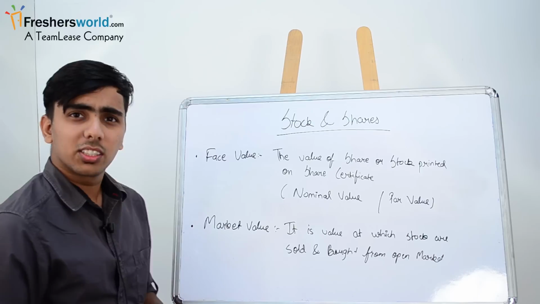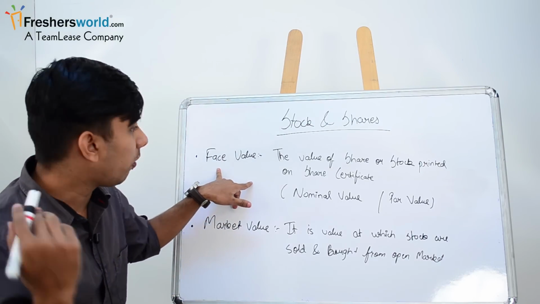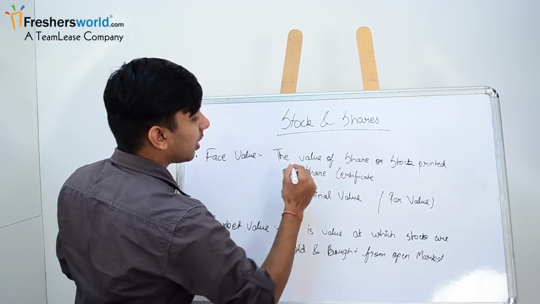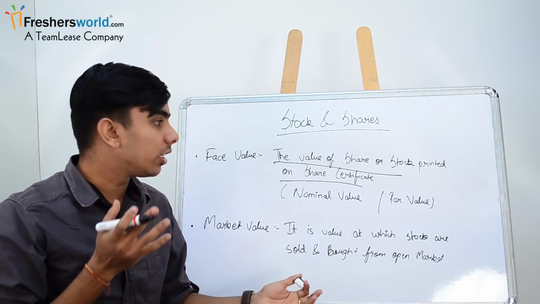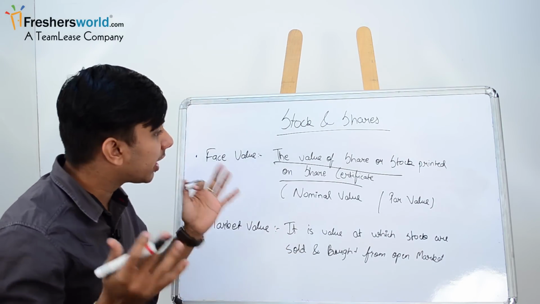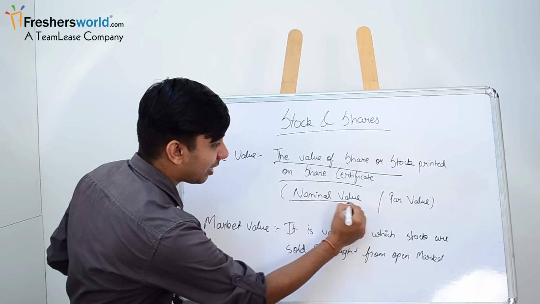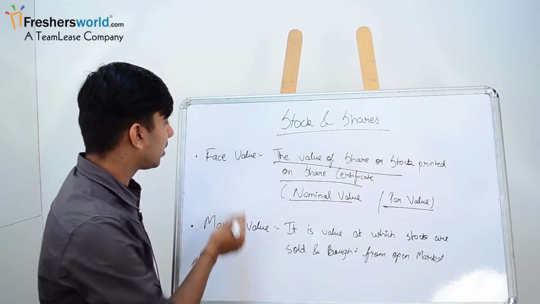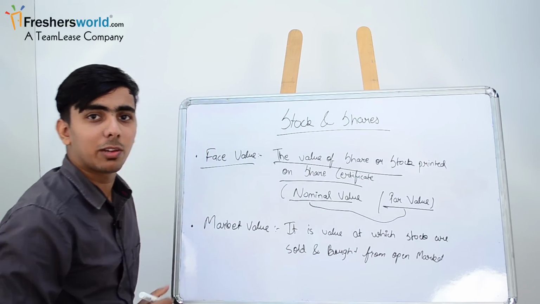Okay, so the next concept in stock and share is face value. Now what is face value? Face value is generally the value of shares printed on the share certificate, or you can say it is issued by the company in the open market. That is only the face value. In a question it can come as nominal value or par value also. So don't get confused, these are just different names for face value.